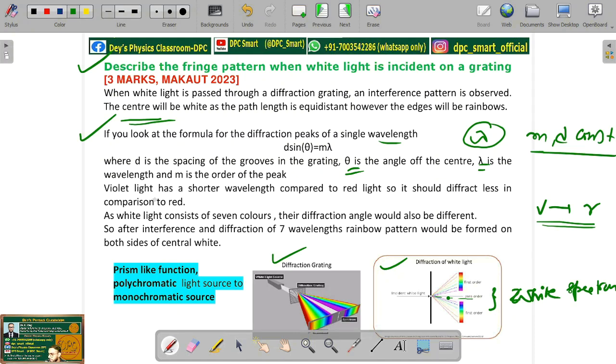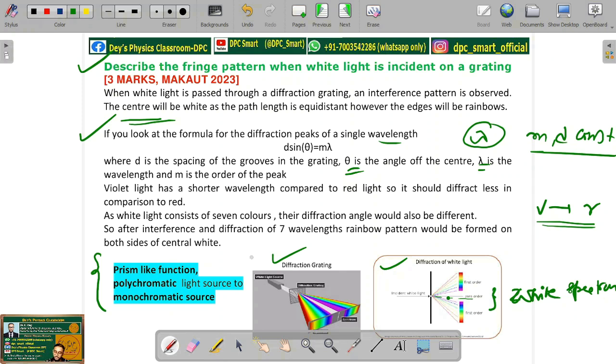And for violet light, the wavelength is minimum, and for red light, the wavelength is maximum. So for violet light, the diffraction angle theta would be minimum, and for red light, the diffraction angle theta would be maximum. So on both sides of the white spectrum on the screen, a violet to red spectrum will be formed. So the diffraction grating will act like a prism. In other words, a polychromatic light source can be converted to a monochromatic source by using the grating.